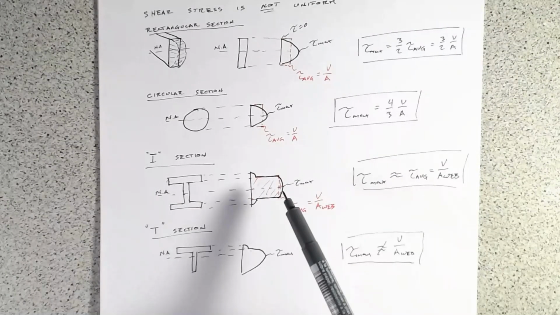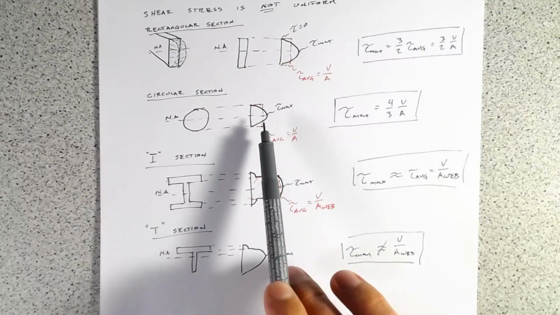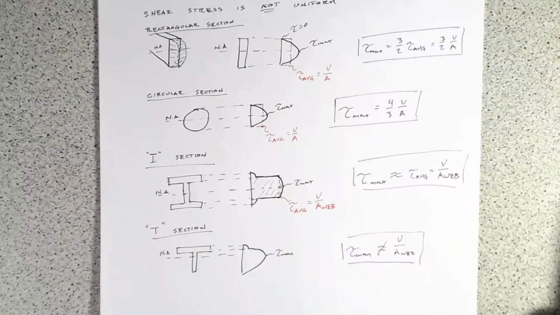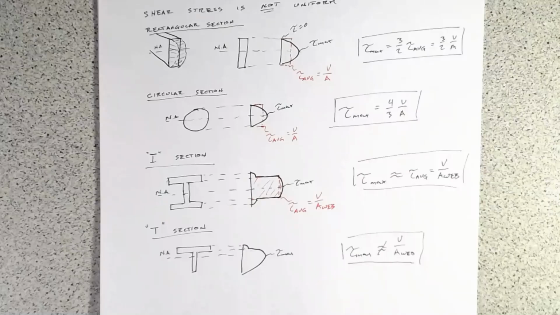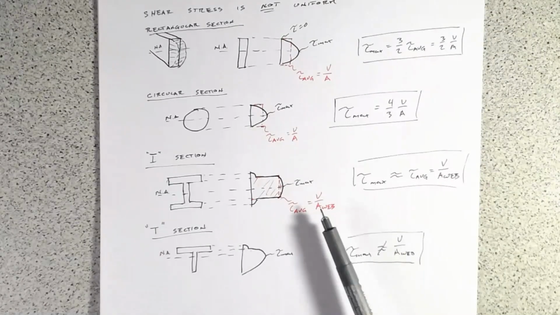So, I sections loaded parallel, and actually circular sections aren't too bad. And that's where you'll see in a lot of steel codes, these are the two which they allow you to assume V over A web.